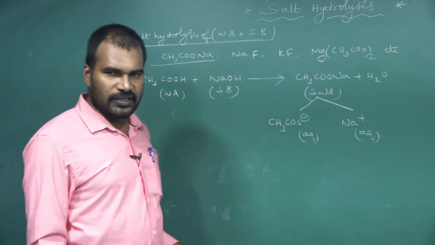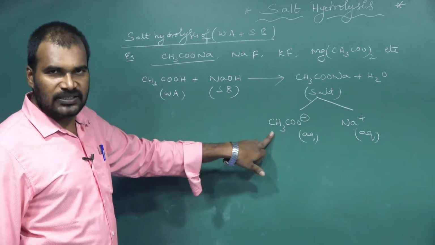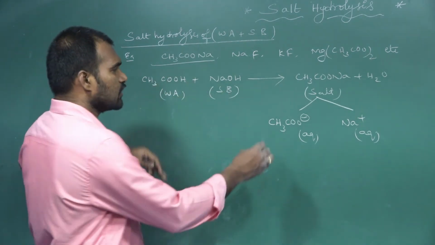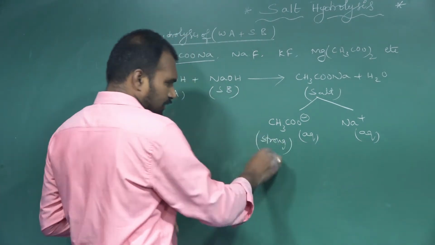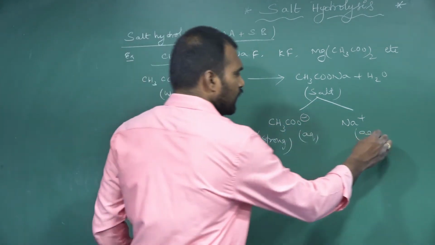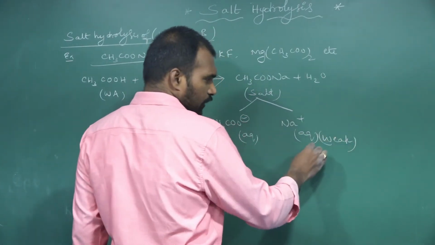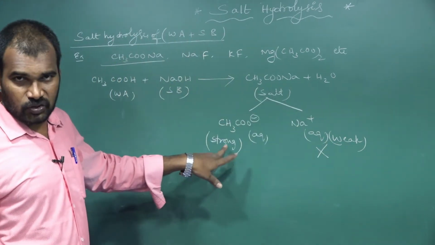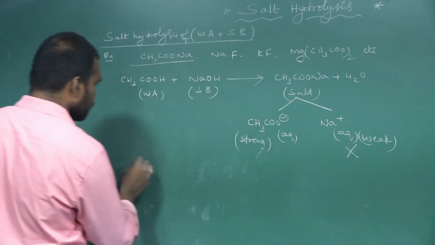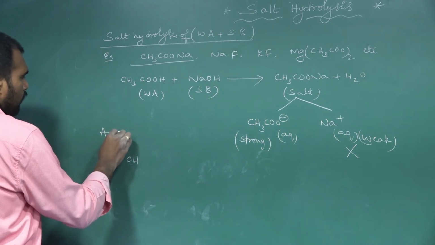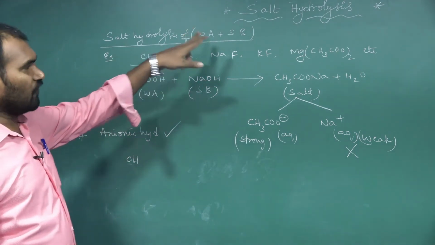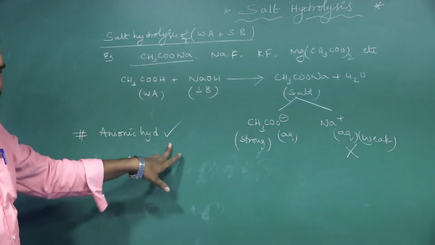Now check the nature of these ions. It is a conjugate base of a weak acid. The conjugate base of a weak acid is always strong. So this is strong, whereas this is the conjugate acid of a strong base, so it's weak. So it cannot hydrolyze, but the other can. So which hydrolysis takes place here? Anionic hydrolysis takes place. So the salts of weak acid and strong base always undergo anionic hydrolysis.